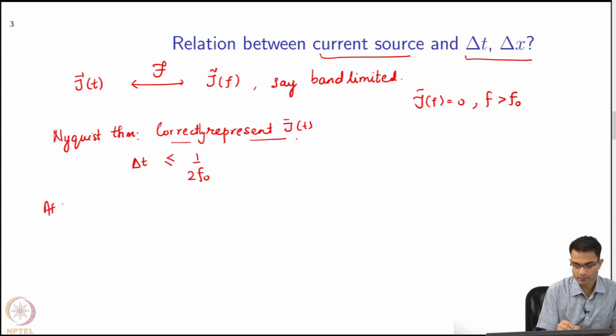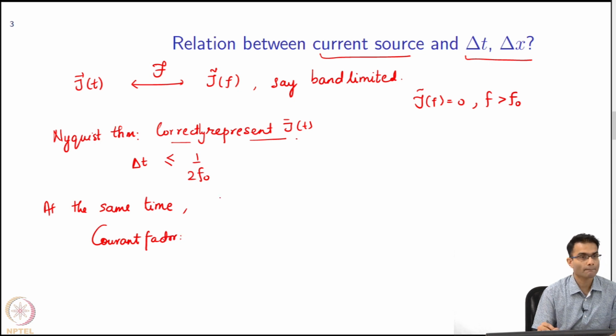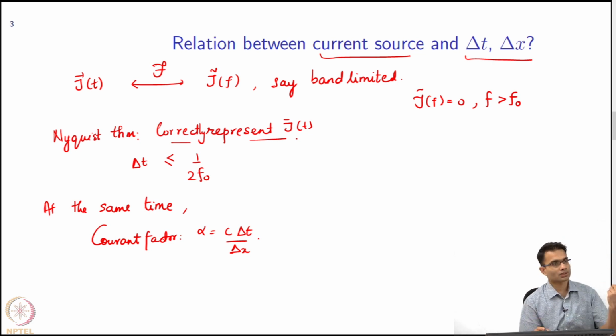And at the same time, we have our Courant factor, right. So Courant factor, what does it say? Alpha is equal to C delta t by delta x, right. This is bounded depending on the dimensionality, 1, root 2, root 3, whatever, right. So given a current source, I get a limit on delta t, that delta t cannot be any greater than 1 by 2 f naught, so your delta t is fixed.